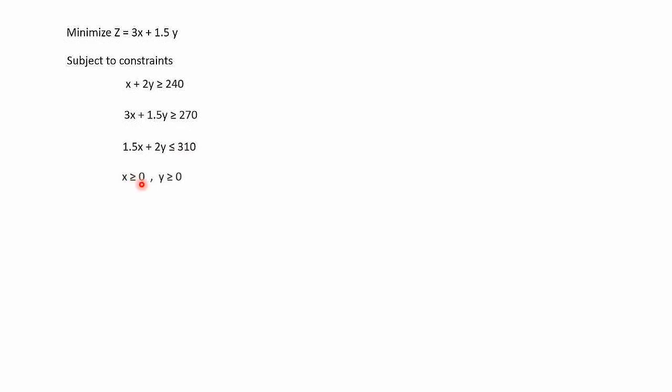Next, let's summarize the minimizing equation and the constraints. We have to minimize z is equal to 3x plus 3.5y, subject to constraints x plus 2y greater than or equal to 240, 3x plus 1.5y greater than or equal to 270, 1.5x plus 2y less than or equal to 310, x greater than or equal to 0, y greater than or equal to 0.